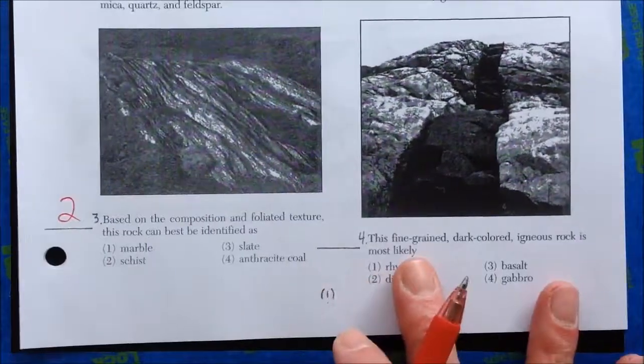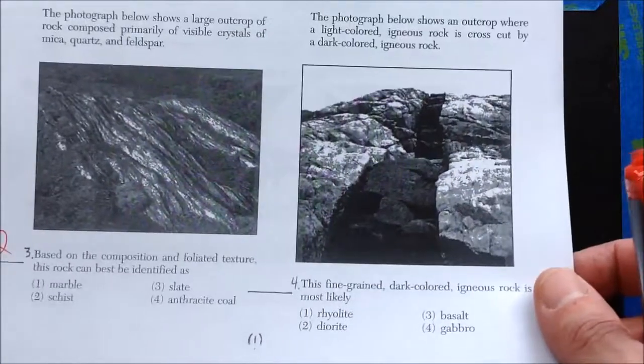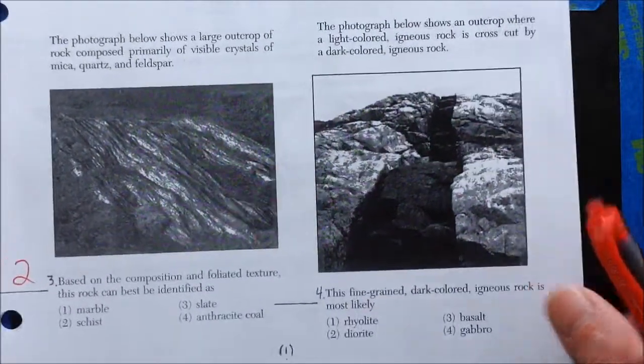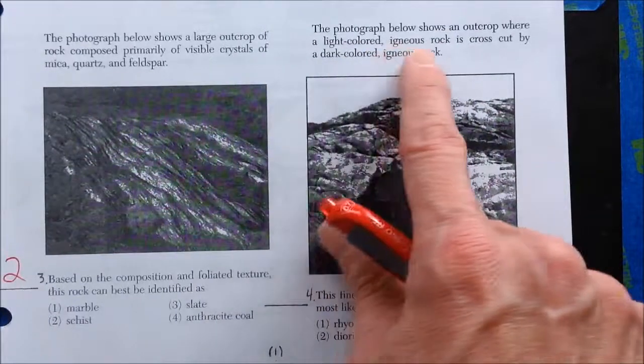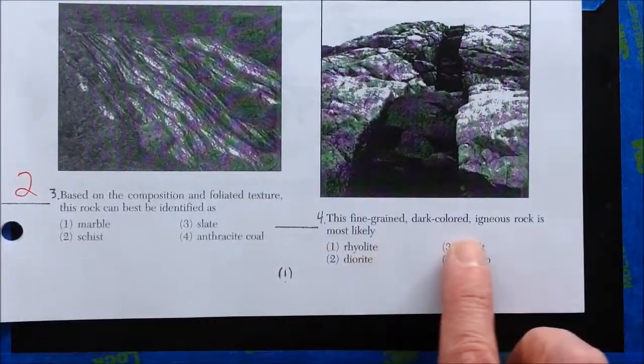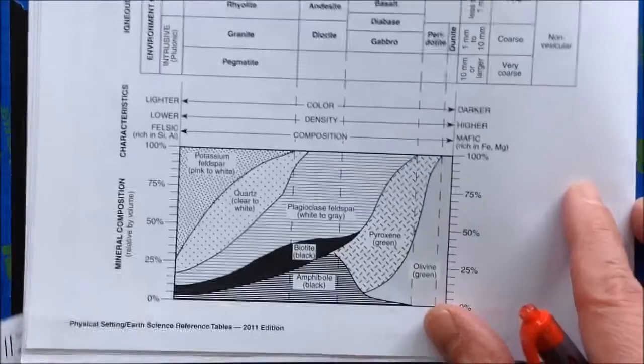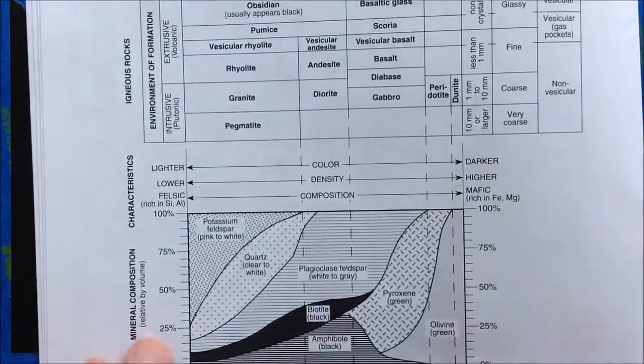And then this one. The picture here also may not be very easy to see, but it does say it's light-colored igneous rock cross-cut by dark-colored igneous rock. This fine-grained, dark-colored igneous rock is most likely. Well, you have 4 choices. It's really only going to be one of those, so you want to realize this.